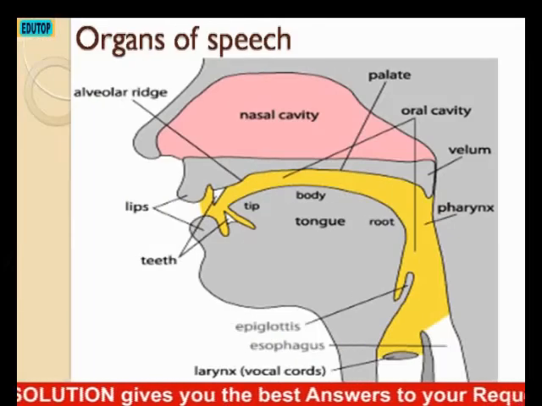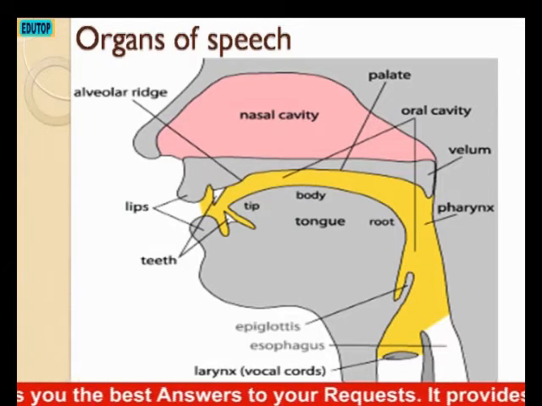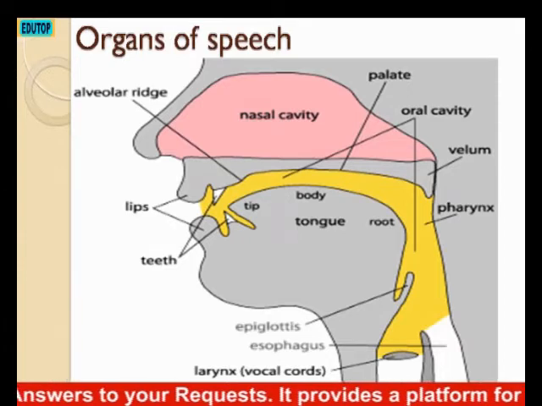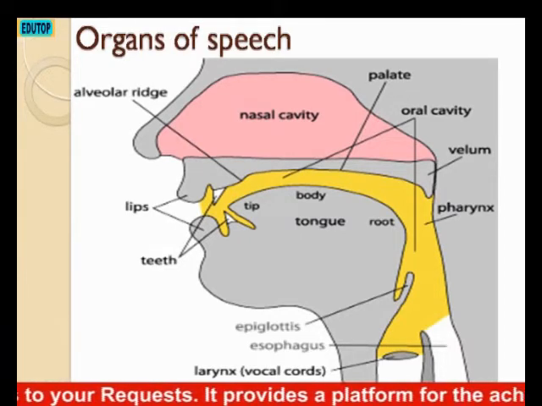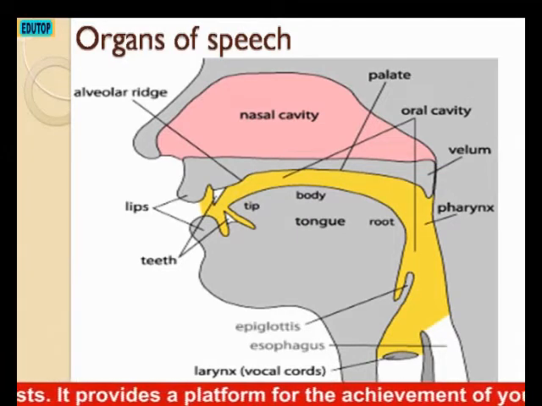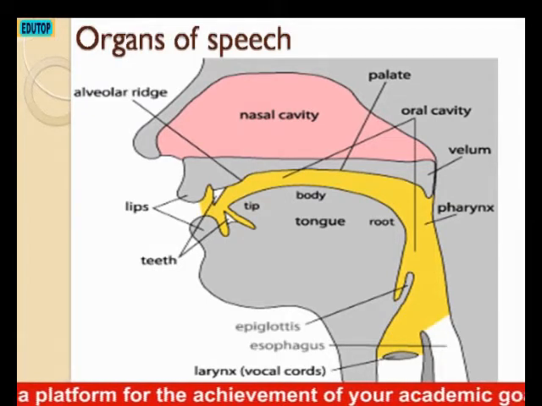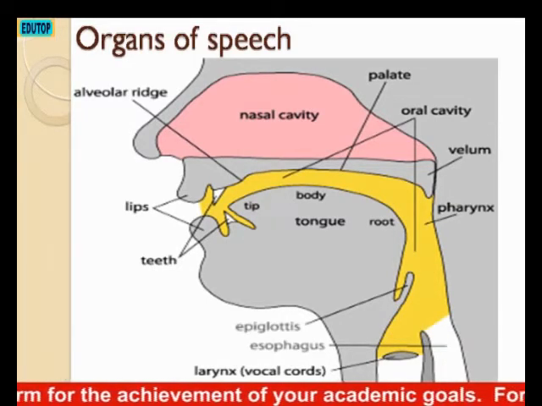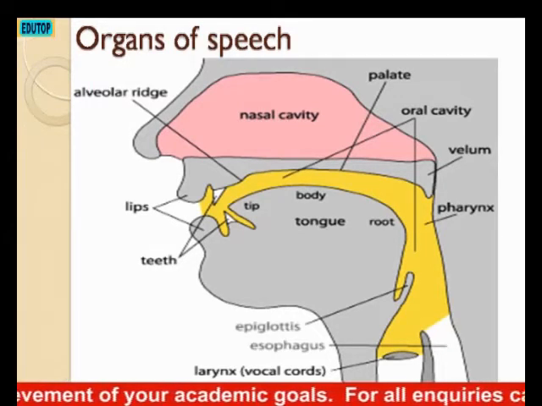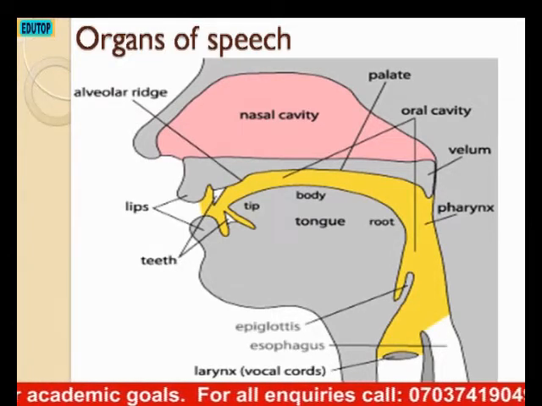This diagram indicates the various organs of speech that we have. Before speeches can be made, there are certain organs of the body that make it possible for us to utter speeches. So looking at the diagram, you see the labels. We have the tongue, the palate, the oral cavity, the velum, pharynx, lips, teeth, esophagus, and the rest. So the diagram is talking about the organs of speech.